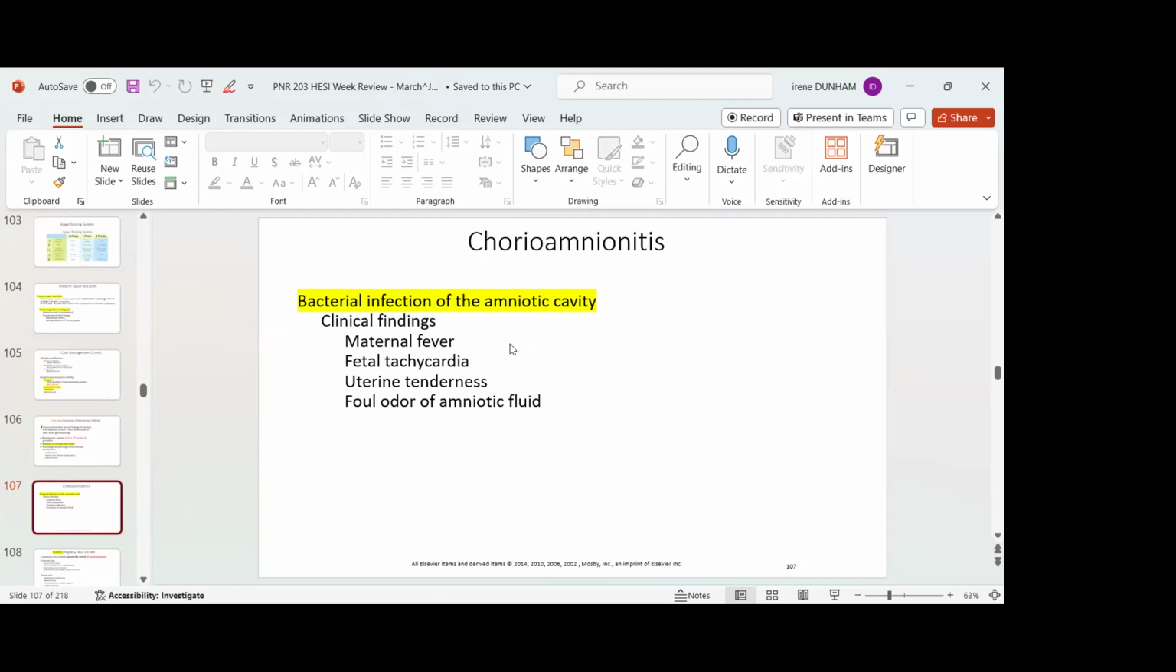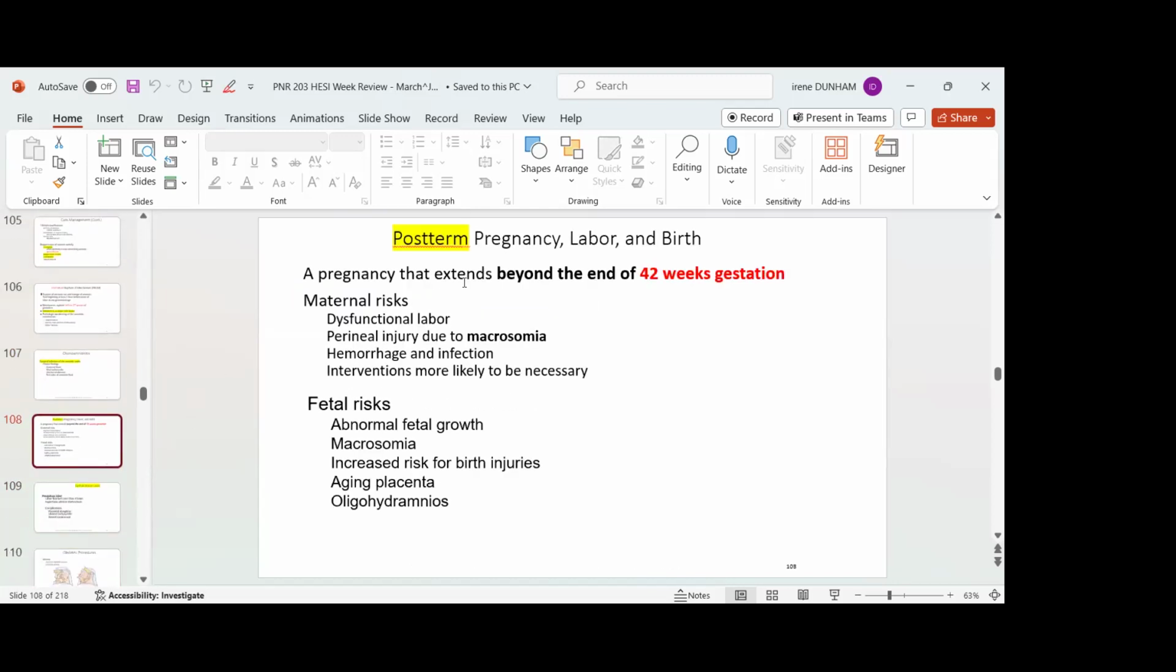All right, we've gone over chorioamnionitis already, but just know if she has a foul odor to the amniotic fluid, we've got probably some kind of infection inside the uterus. And she can have maternal fever, which would cause fetal tachycardia, like we talked about, and uterine tenderness. Not pretty.